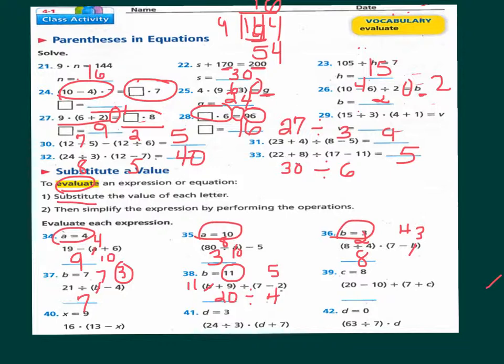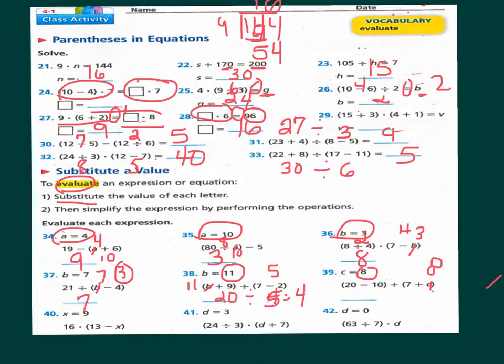Sorry. I'm going to substitute 8. That's the value. It's worth 8, the variable. So I'm going to substitute that. 20 minus 10 is 10. 7 plus 8 is 15. And my answer is, I'm running out of room, 25.